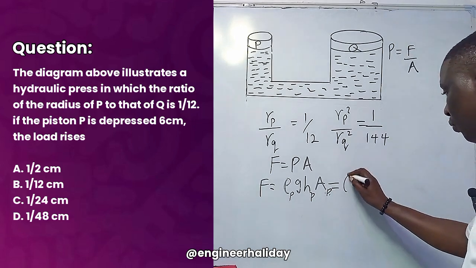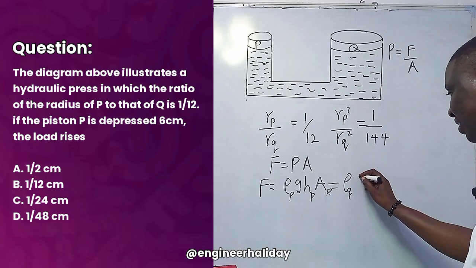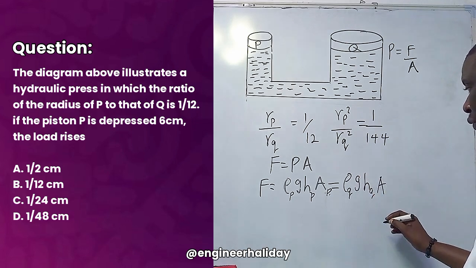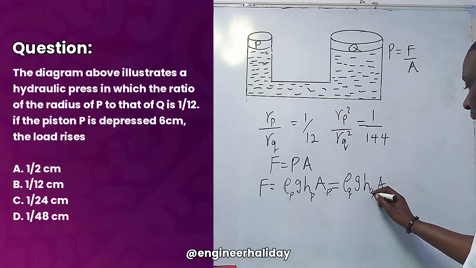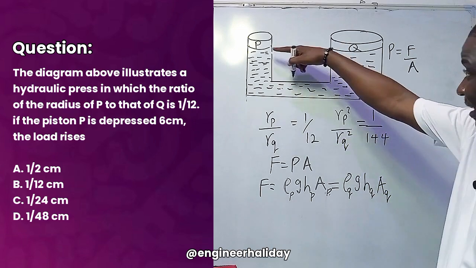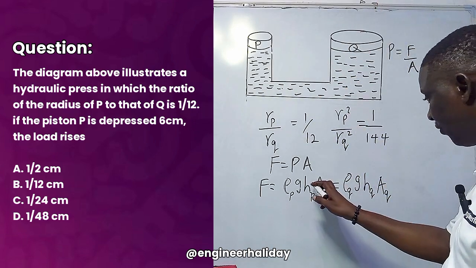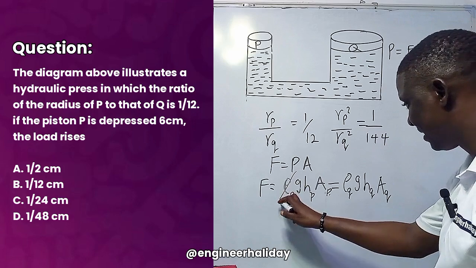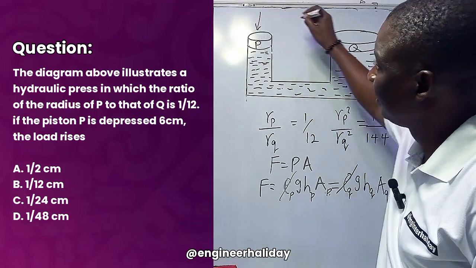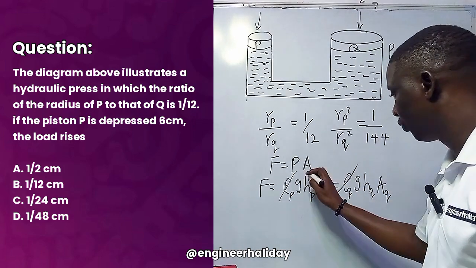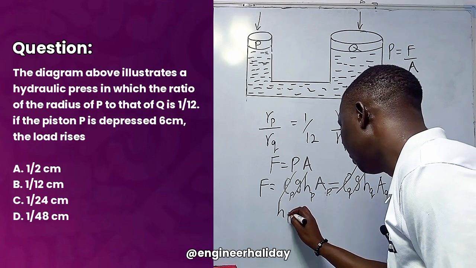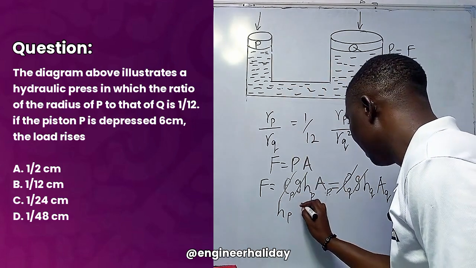And let's make this one rho for Q, g, then height for Q, times area for Q. Now, since it's the same liquid that will be depressed here and also rise here, the density will be removed. Also, the gravity applied on this part is the same gravity applied on this side, so the g will cancel out. So we are going to have h, P to depress.